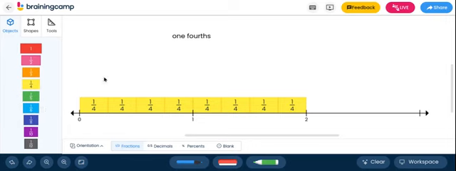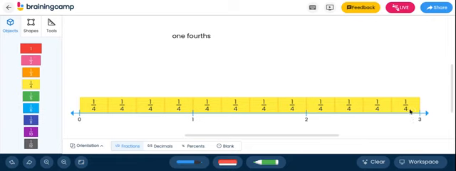And hopefully they're identifying that, saying things like, we have 2 groups. Each group has 4 1/4s in them, and we know that 4 1/4s makes a whole, right? So 8 1/4s, continue our count, 9 1/4s, 10 1/4s, 11 1/4s, and 12 1/4s. And hopefully at this point, we're asking students again, how many wholes do we have? How do we know?